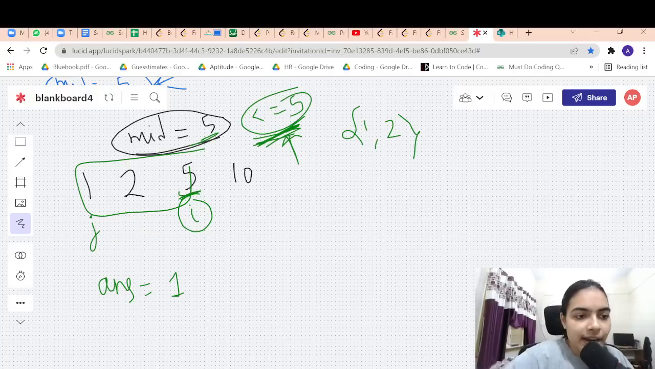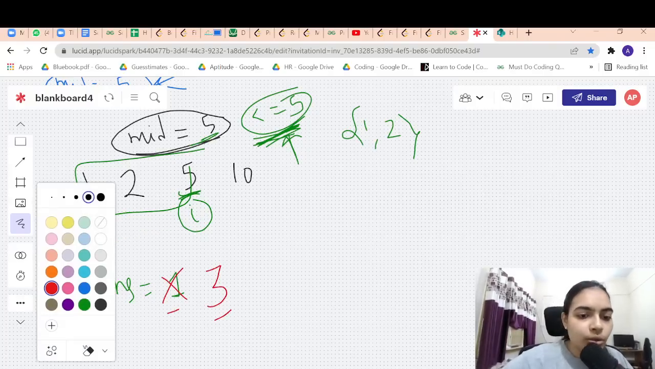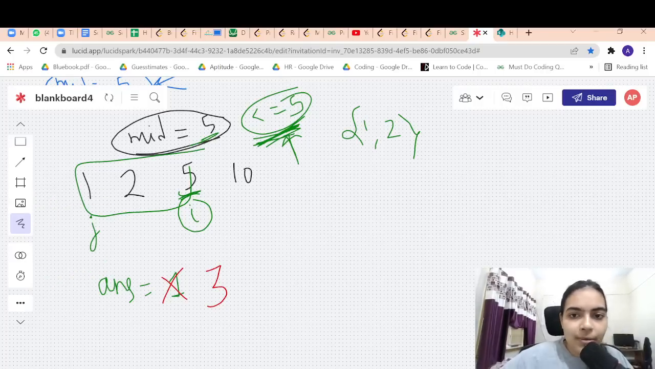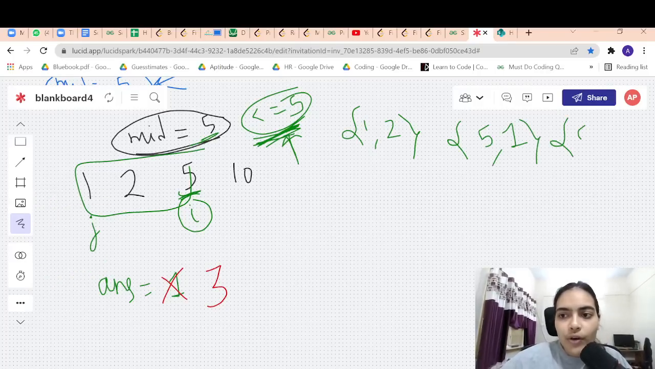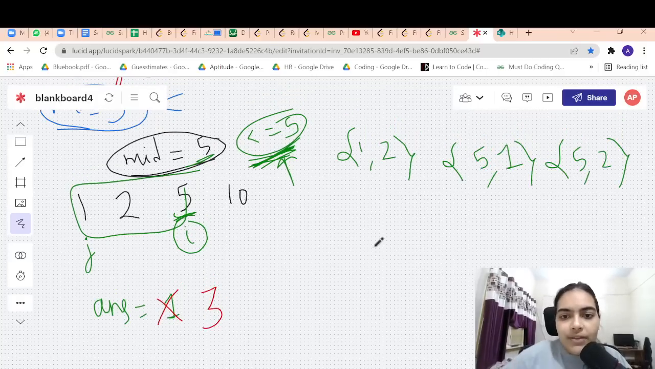Let me list down the pairs, then it will be much clearer. First of all, we found two more pairs, so my answer will increment by 2. So currently I have 3 pairs, okay? And let me write down the pairs. What are the additional pairs we found? We found the pair (5, 1) and we found the pair (5, 2), okay? All these pairs have absolute difference less than or equal to 5, okay?